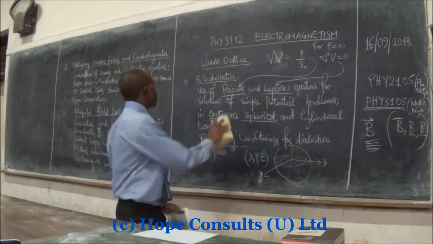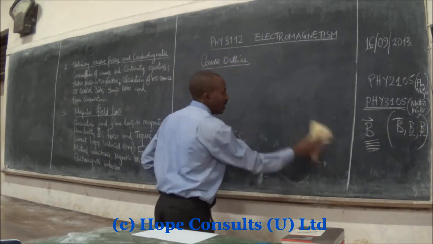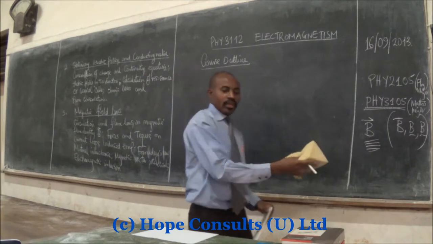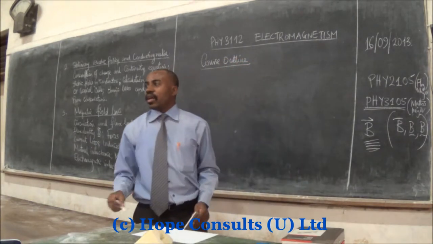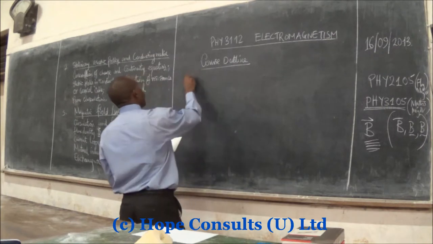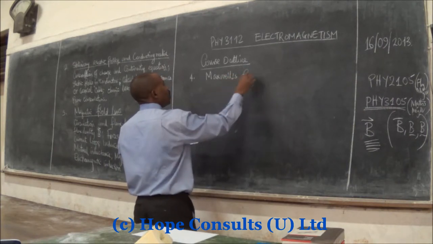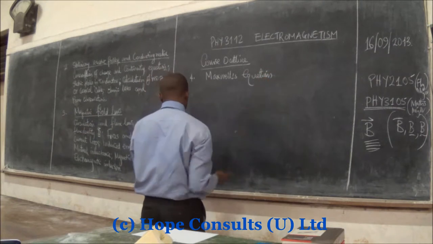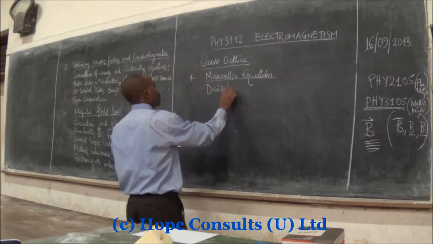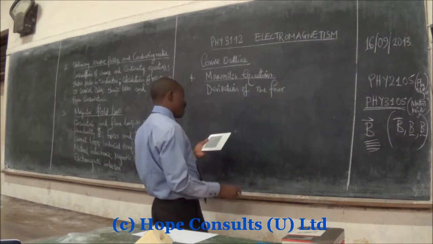Then, the fourth section of this course will be the beginning of actually the electromagnetism, and that is the improvement of Ampere's law, the improvement of Gauss's law, improvement of Faraday's law, and all this work was done by none other than Mr. Maxwell. So we shall look at Maxwell's equations. There are four of them, and we shall try to derive these equations. So derivation of the four equations.